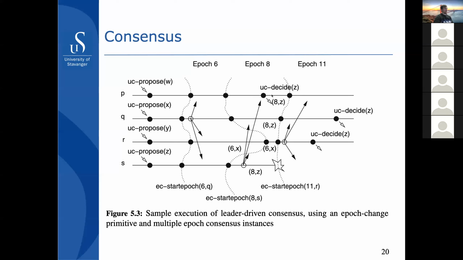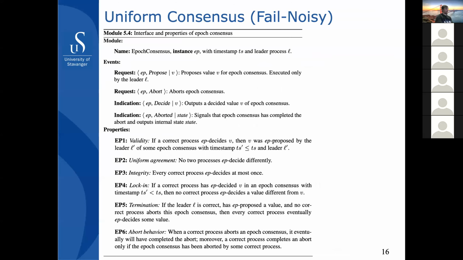And you can see here that even if process R did not decide on the value Z yet, and he's trying to propose a different value, the value Y, he is not able to do this, because we must respect the property that we saw before, which was named lock-in. Yeah. So this lock-in, I can put it here. Yeah, the lock-in property must be respected in coming rounds, coming epochs.